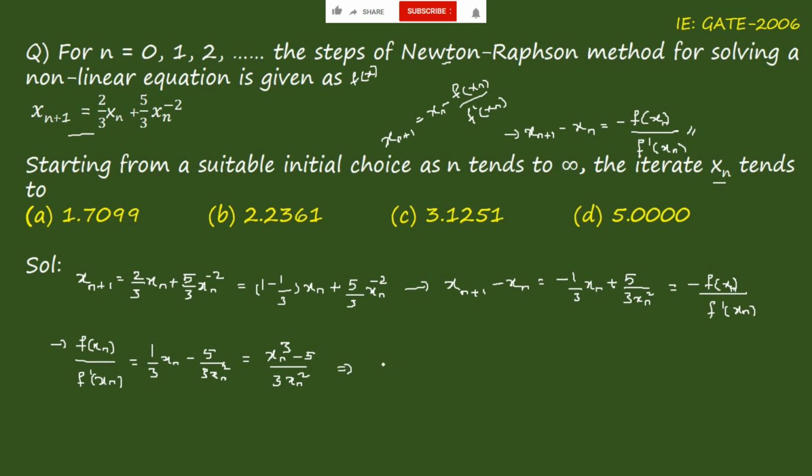So we can write f of x of n is equal to x of n cube minus 5. Then we can find the value of x of n when we equate it to 0, right? So we get x of n is equal to the cube root of 5, which is equal to 1.7099. So the answer for the question is option A.